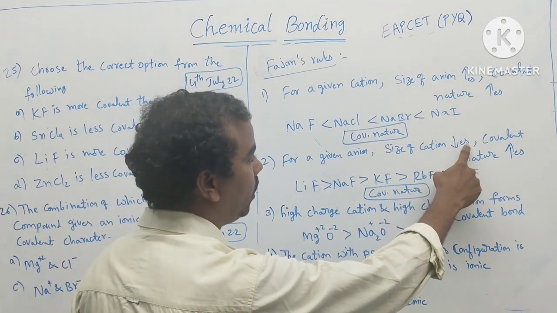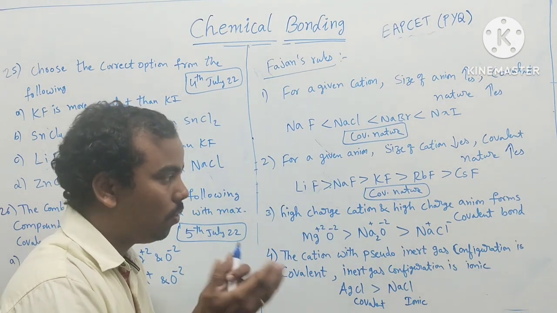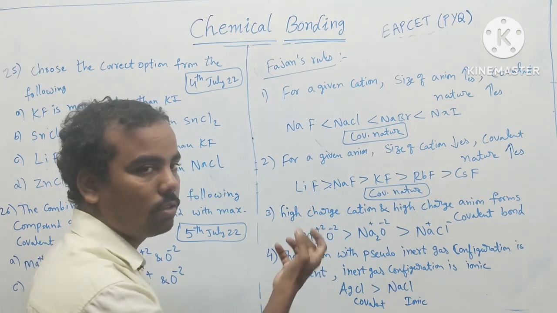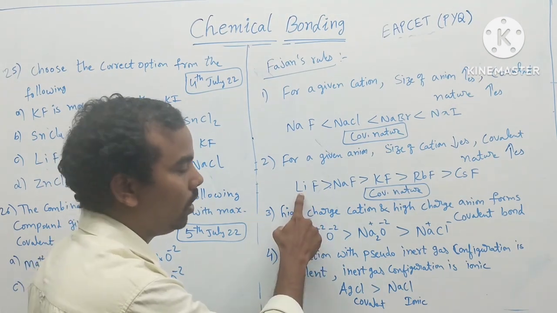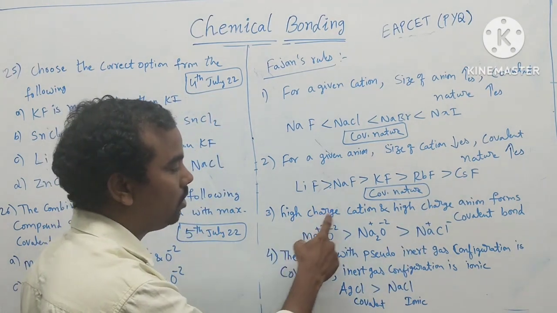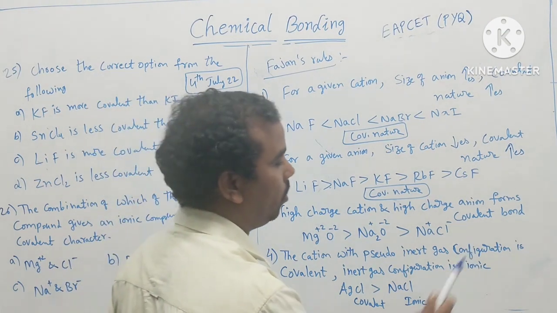As the size of the cation decreases, covalent nature increases. So as size of cation decreases, covalent nature increases. Lithium has a small size, so it has more covalent character because the anion is constant. Next, a highly charged cation and a highly charged anion form a covalent bond.